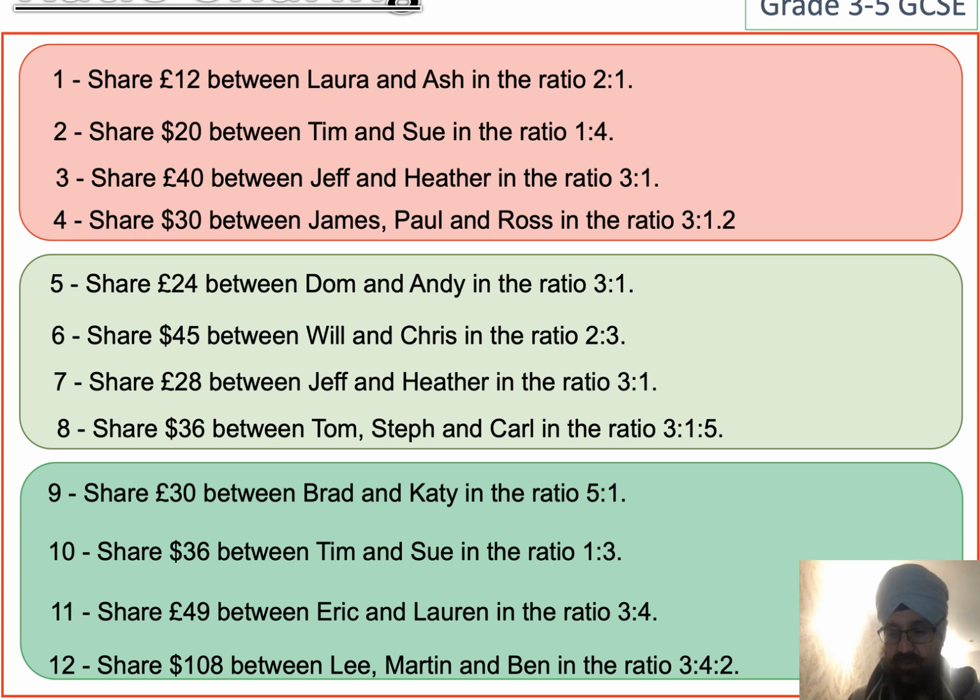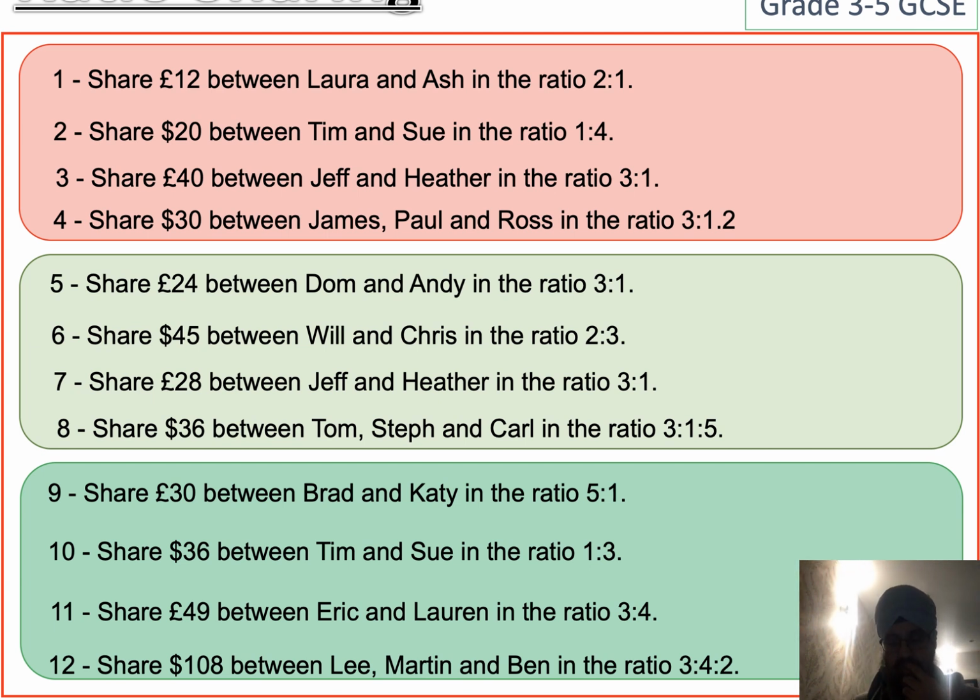Okay, before we move on to the next bit, these are the questions I want you to attempt in your book, please. So this is sharing. There are some questions which are slightly easier, slightly difficult, some more difficult. So have a go at all these questions in your book, and remember, you add both the parts and you will find one part. Okay, and you will multiply.